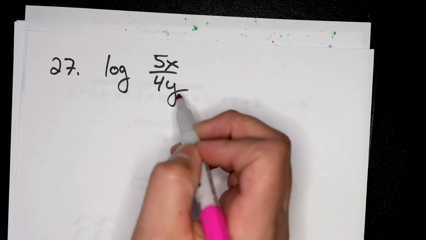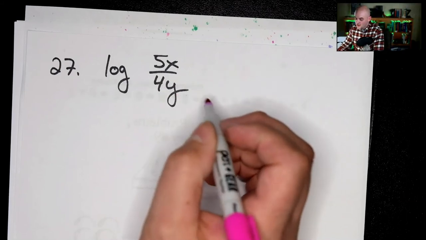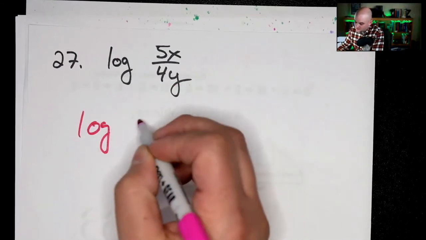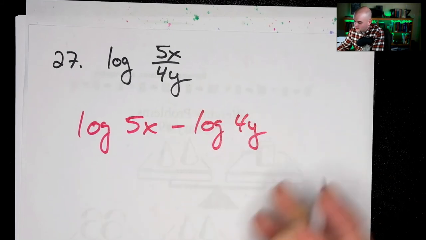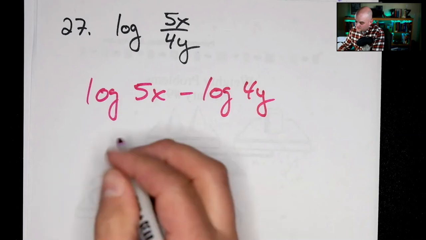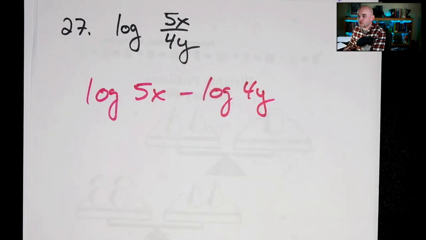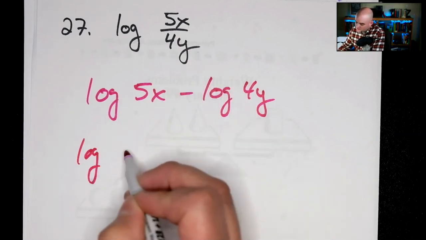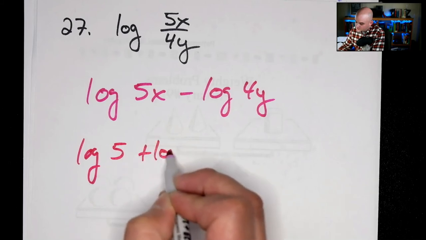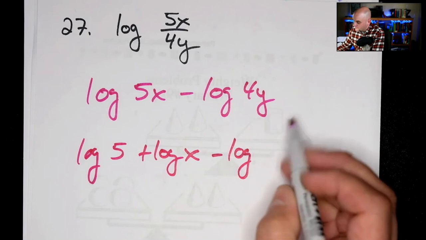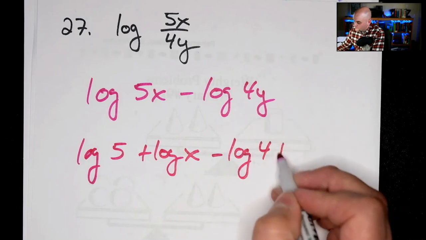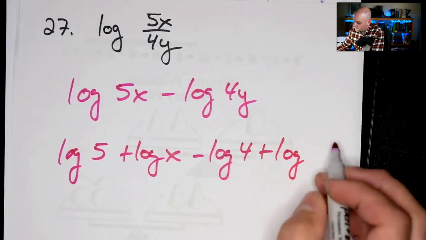Let's look at number 27. We've got the log of 5x over 4y. So I'm going to rewrite this as the log of 5x minus the log of 4y. And then I can split that up, so take care of that division part first. And then we can say the log of 5 plus the log of x minus the log of 4 plus the log of y.